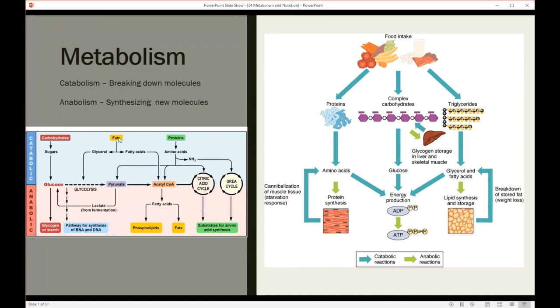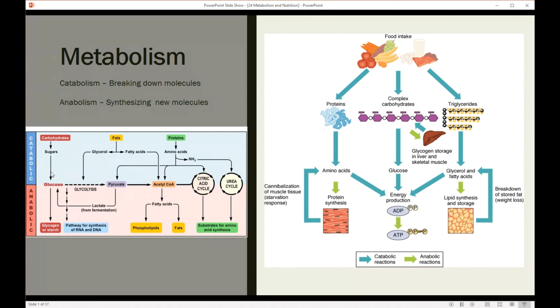We can take our fats and break them down into glycerol and fatty acids, and they can plug into this area of cellular respiration. We also can take proteins and break them down into smaller particles, and we can again plug them in here so that we can do cellular respiration.